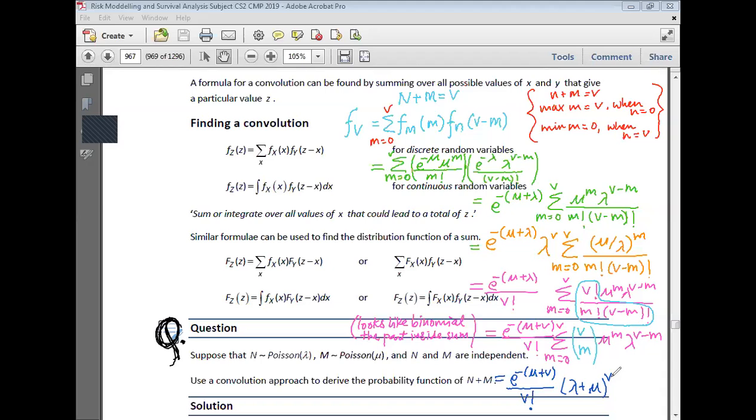Poisson. All right. So you say that this looks like a PDF of Poisson with what parameters? Mu plus lambda. Mu plus lambda, right? So what did we start with?